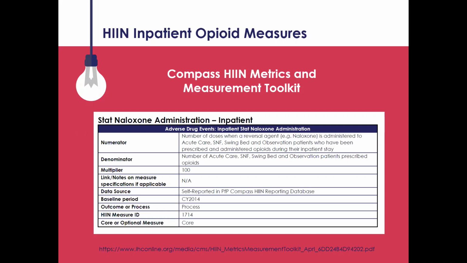And then your denominator is the number of acute, SNF, swing, and observation patients prescribed opioids. I want to emphasize that this is inpatient, prescribed and administered, and you're going to exclude ED and others who are not inpatient status.